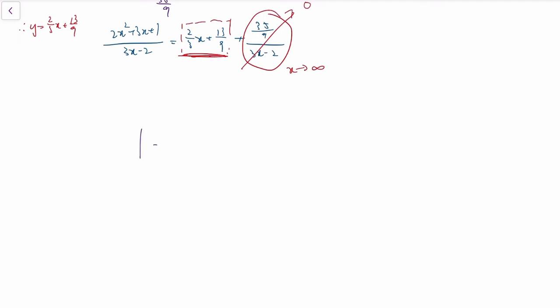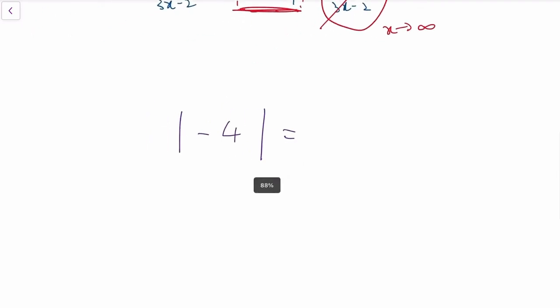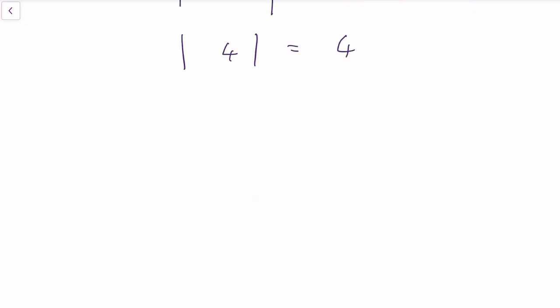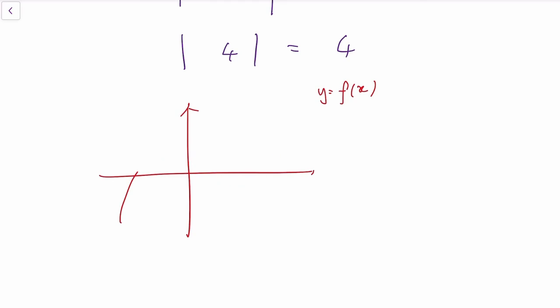Now the next thing on the list is the absolute function, or we usually just call it the absolute value sign. You probably know if you take the absolute of a negative number, it becomes positive, but if you take the absolute of a positive number, it is still positive. The main thing is we're going to use absolute as a kind of transformation. So imagine you have a function f(x) that looks like this.